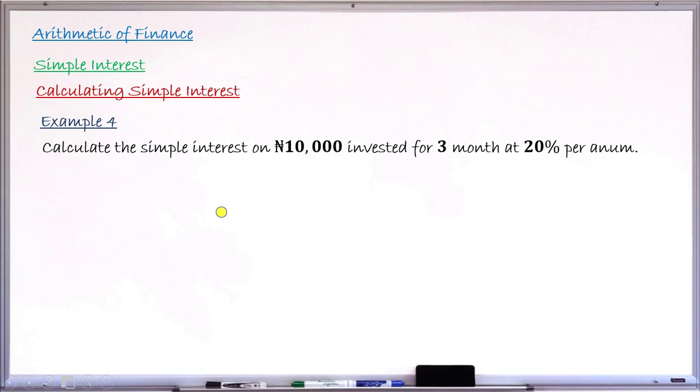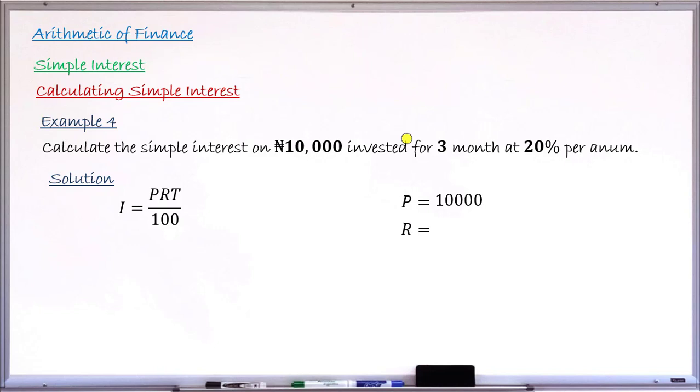Example number 4, it says calculate the simple interest on 10,000 naira that was invested for 3 months at 20% per annum. You see the rate of interest is per annum, but here we have the time in just months. So solution to this very problem, writing the formula for calculating simple interest, I equals PRT all over 100. So there I'll get to my P, which would now be 10,000, of course, the money invested or borrowed. In this case, it is invested. So 10,000 is my P.